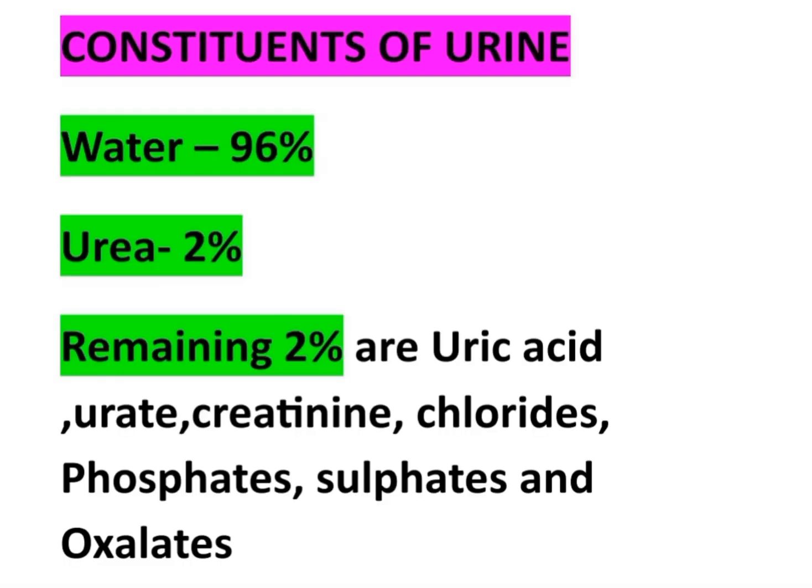And next is the constituents of urine, that is the content of the urine. Normal constituents of urine are 96% of water, 2% of urea, and the remaining 2%, that is total 100%. In that, water is 96%, urea is 2%, and the remaining 2% are uric acid, urate, creatinine, chlorides, phosphates, sulfates, and oxalate.